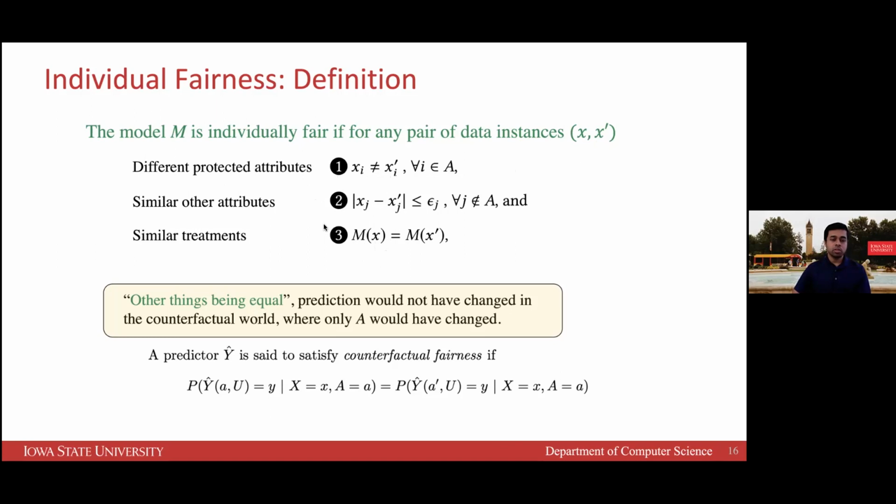This concept also gives us another definition, which is called counterfactual fairness. Basically, we take a data point, we only mutate or change the protected attribute value, and we see if it is classified to the same class or not. We'll come back to this again a little bit later.